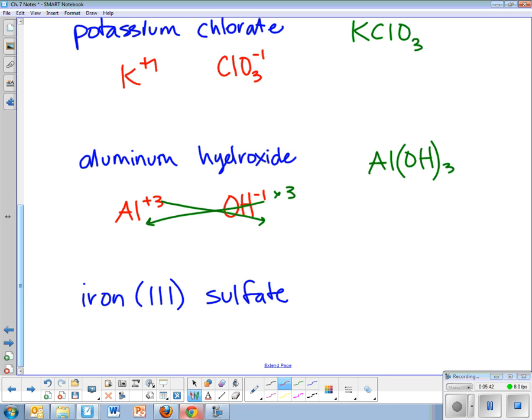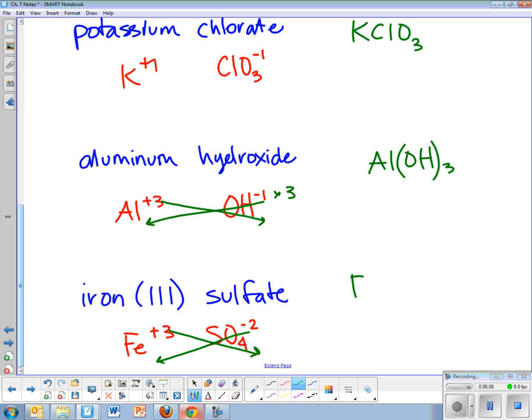Okay, so our cation is Fe plus 3. Remember, transition metals are always positive. The Roman numeral tells you positive how many. Sulfate, SO4 minus 2, is one of your polyatomic ions. So in this case, we're going to have to multiply them both, right? You need 3 sulfates and 2 irons.